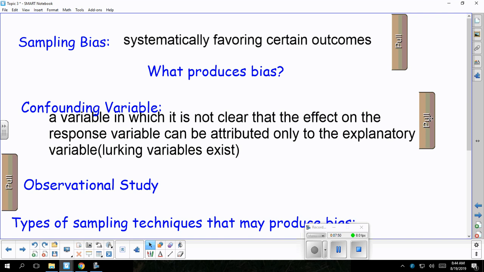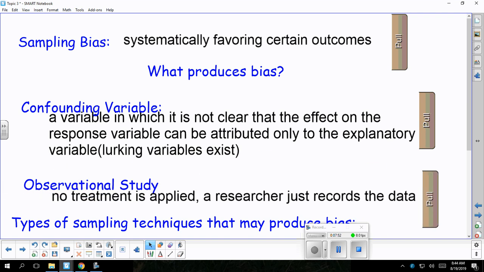So an observational study is one where there's no treatment applied. I'll explain that idea of what a treatment is in just a second. The researcher just records data. It's a little bit ambiguous in the definition, because when we do an experiment, we're recording data too.